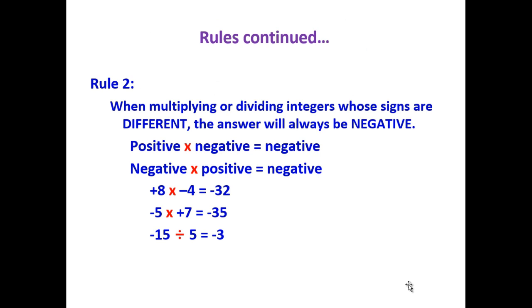Rule second, when multiplying or dividing integers whose signs are different, the answer will always be negative. Positive into negative is equal to negative. Negative into positive is equal to negative. -8 multiplied by +4 is equal to -32. -5 multiplied by +7 is equal to -35. -15 divided by 5 is equal to -3.